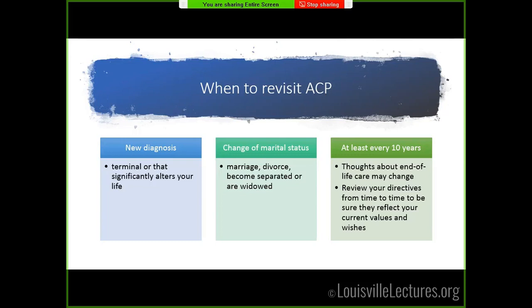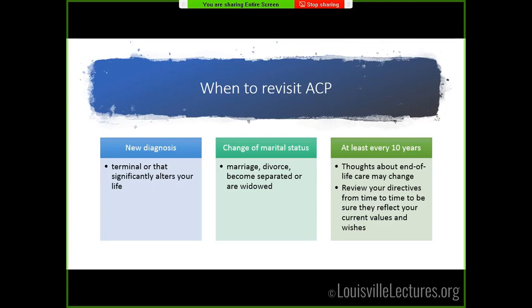So when to revisit advanced care planning? Anytime there's a new diagnosis, certainly anything that's going to affect the patient's prognosis or length of life, those are things that we need to be discussing with them in their advanced care planning. Change in marital status. One of the ones we often miss is if a patient is widowed, then that spouse was probably listed as their medical decision maker. And if that person is not able to make that decision for them, we need to update those documents and help them with that process.